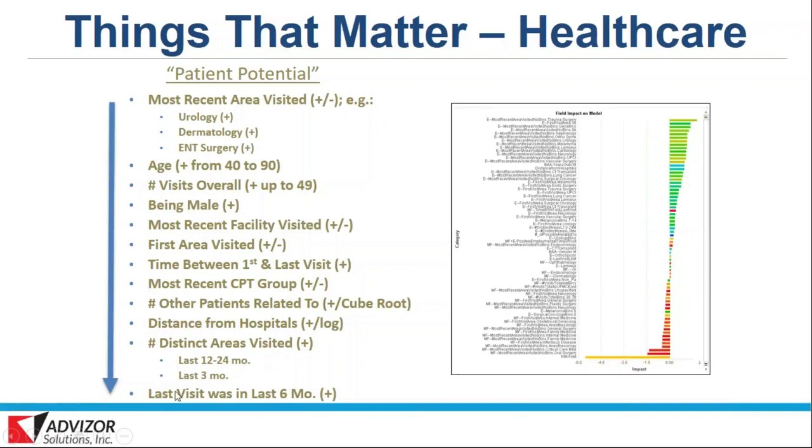Number of distinct areas visited, last visit in the last 6 months. So these are typical metrics that would go into a model. We're going to look in a minute at how you would get the weights and how you know whether it's a plus, a log, or one's plus, one's minus, and so forth.